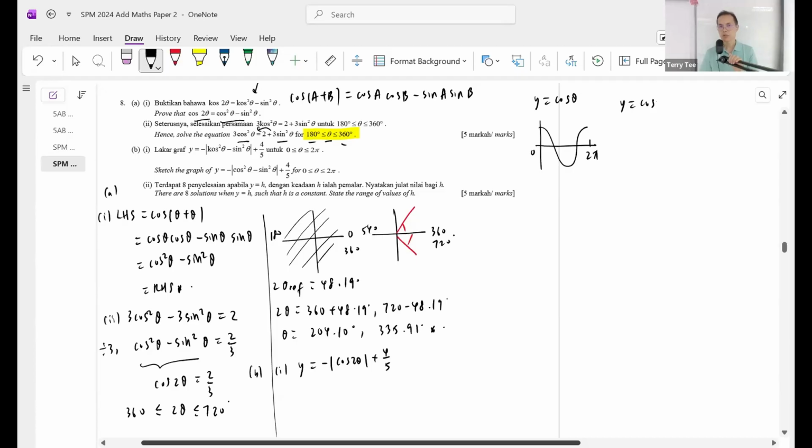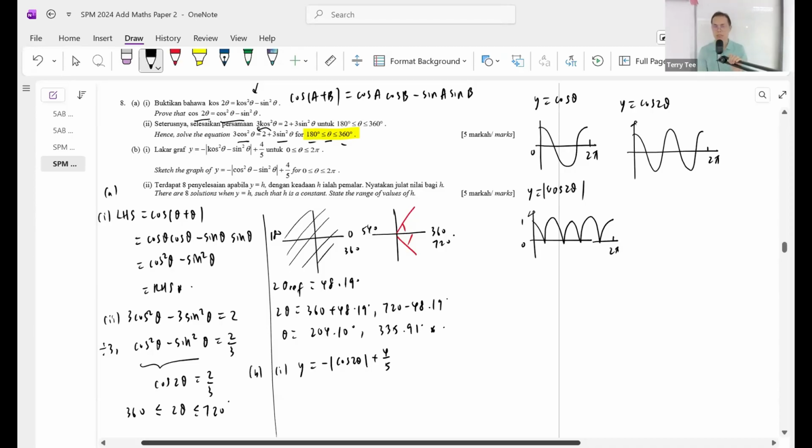If you put cos 2 theta, how many cycle must I draw? 2 cycle. 1 cycle, 2 cycle, 2 pi. The moment you modulus it, what happened? You reflect it up, 1 cycle, followed by 2 cycle. Looks like this, sorry, very ugly. This is from 0 to 1. But I'm supposed to plus 4/5. So you shift up by 4/5.